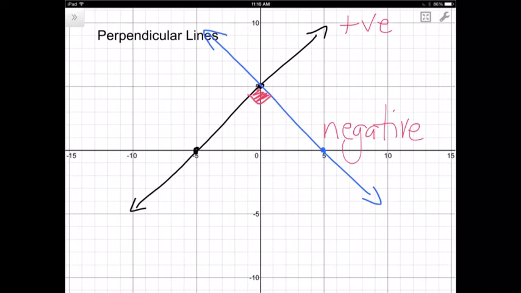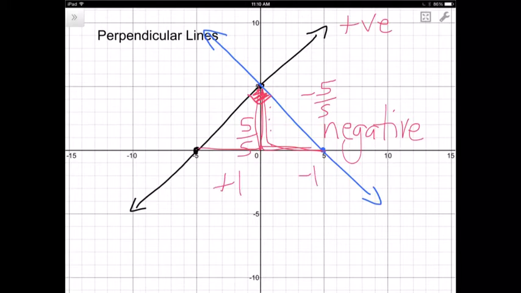Now, let's look at the slope. Well, the slope of this one will be 1, 2, 3, 4, 5 up and 5 over. And if we look at this one, well, what do we notice this time? It's minus 5 over 5. So this has a slope of positive 1, and this has a slope of negative 1.